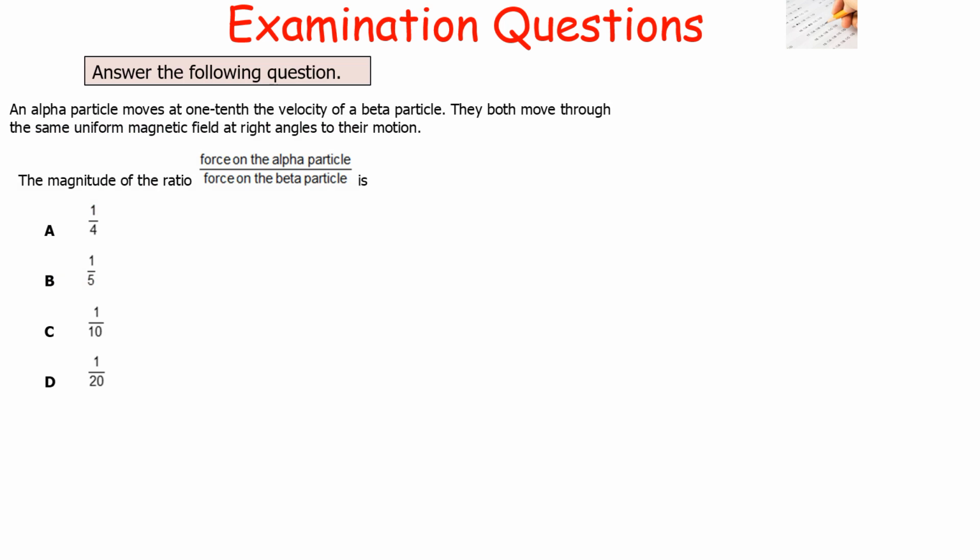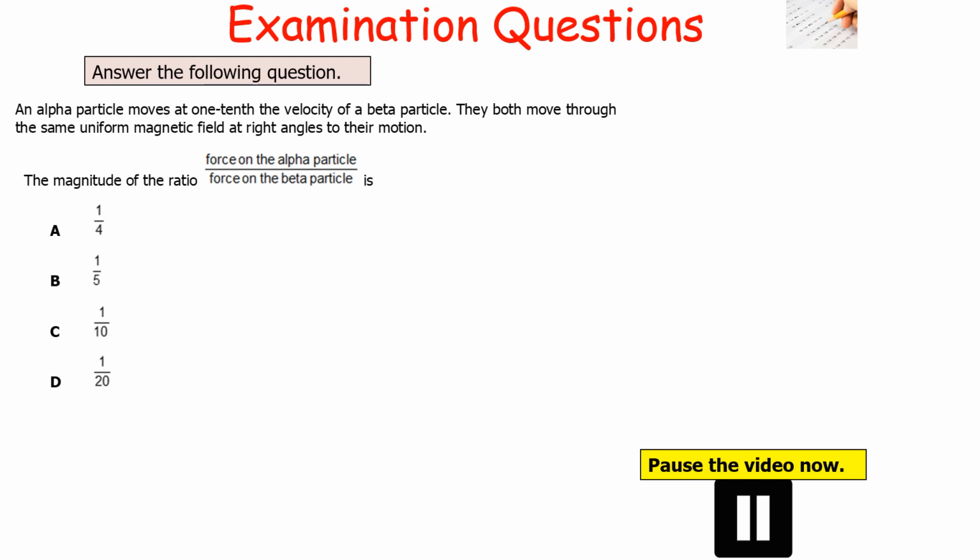The next question says an alpha particle moves at 1/10 the velocity of a beta particle. They both move through the same uniform magnetic field at right angles to their motion. The magnitude of the ratio of the force on the alpha particle to the force on the beta particle is what? So pause the video now, then unpause the video when you want to go through your answer.